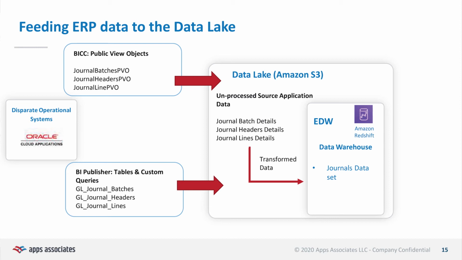So these are the options available within the cloud ERP. I would recommend starting with BICC. If BICC is not supporting any specific attribute, write your own custom BI Publisher queries. So this concludes my presentation. Back to you, Srini.